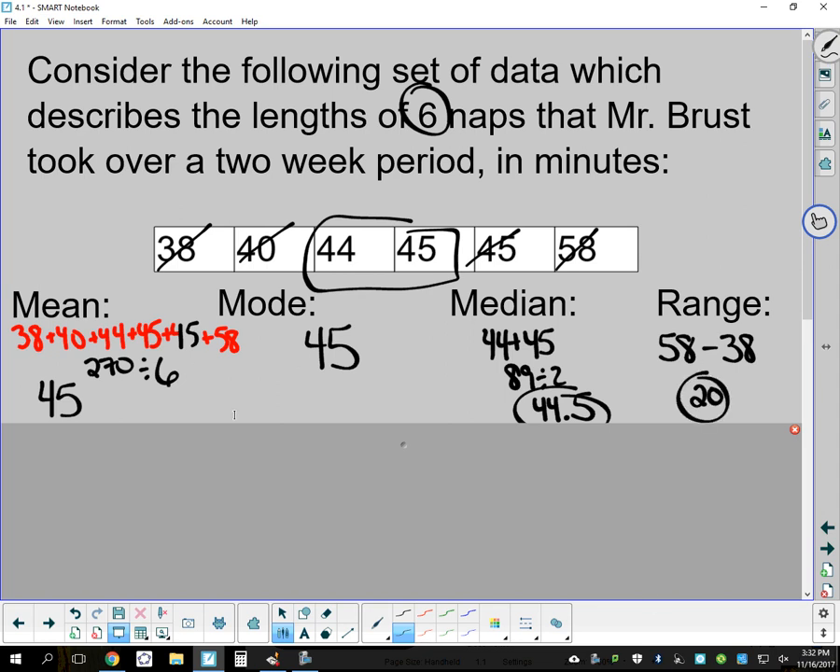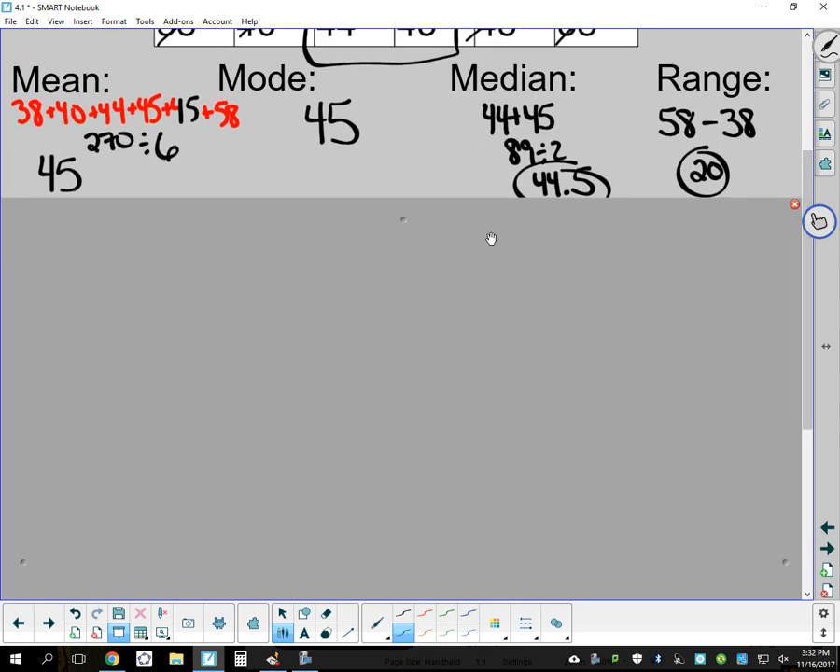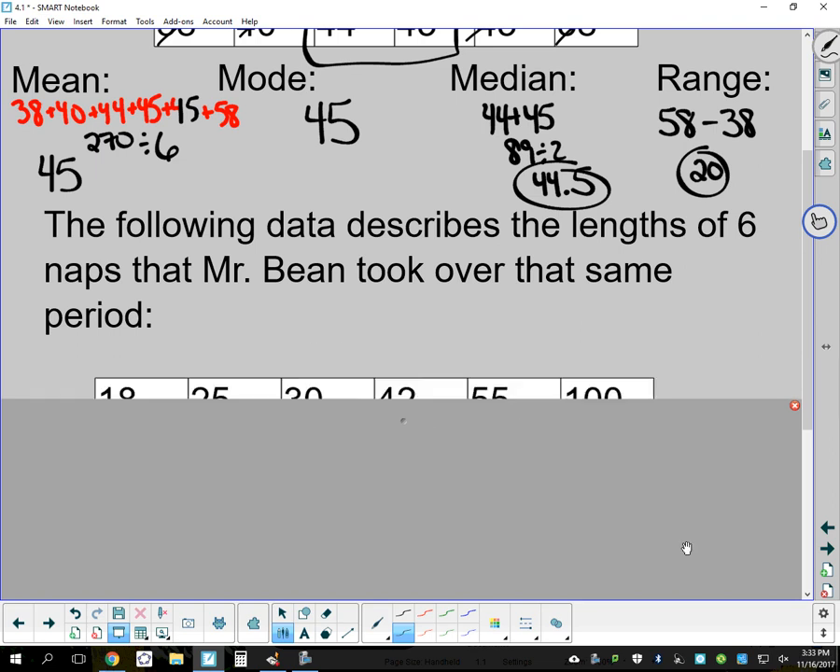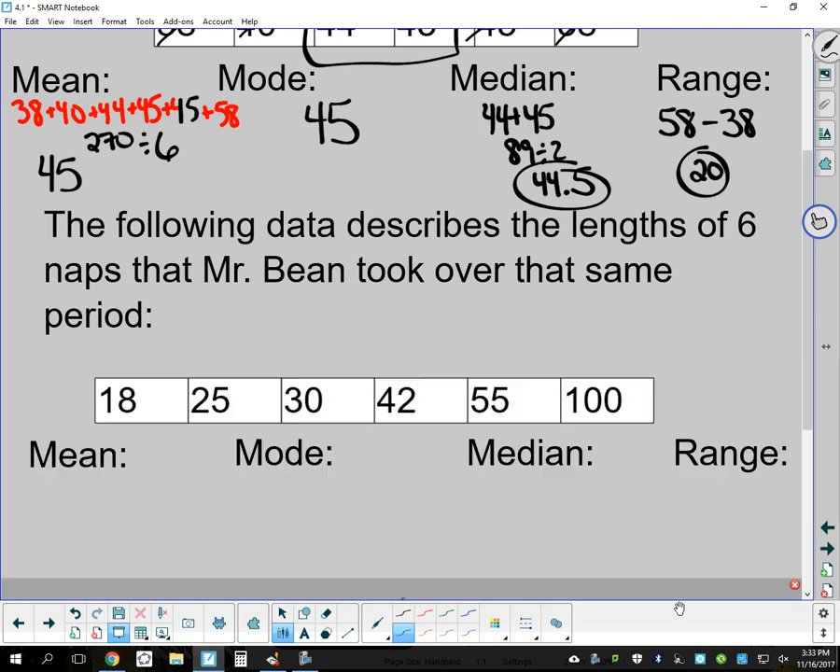Hopefully you guys remember all of this from middle school, and this should have all been a review. Okay? The following data here describes the length of 6 naps that Mr. Bean took over that same time period. Okay, so same type of thing. You guys go ahead and do this problem. Pause the video now.